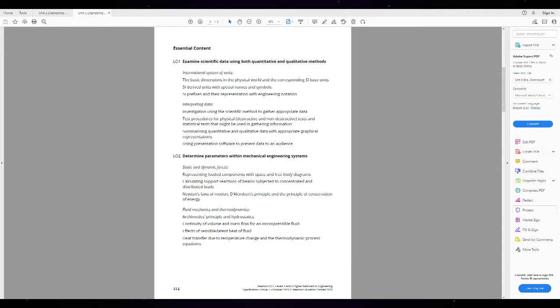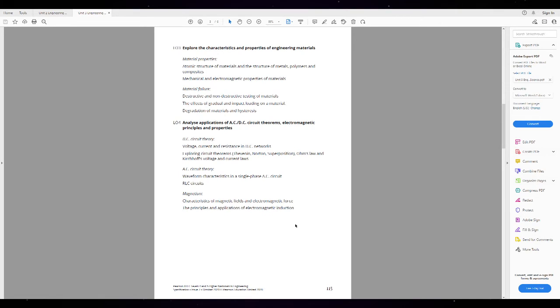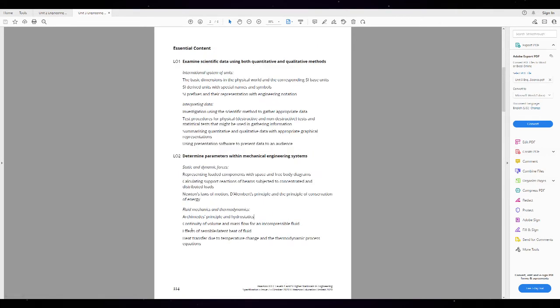So that video, well worth it. It will change all your theory that aliens built the pyramids. Let's put it like that. Okay. Sensible and latent heat, and then heat transfer due to temperature change and the thermodynamic process equations. That one's going to be fun. For continuity of volume and mass flow, I wouldn't mind doing Bernoulli's experiments, but that does involve filling up an enormously big tub of water and pumping water through a pipe. It's a good experiment.